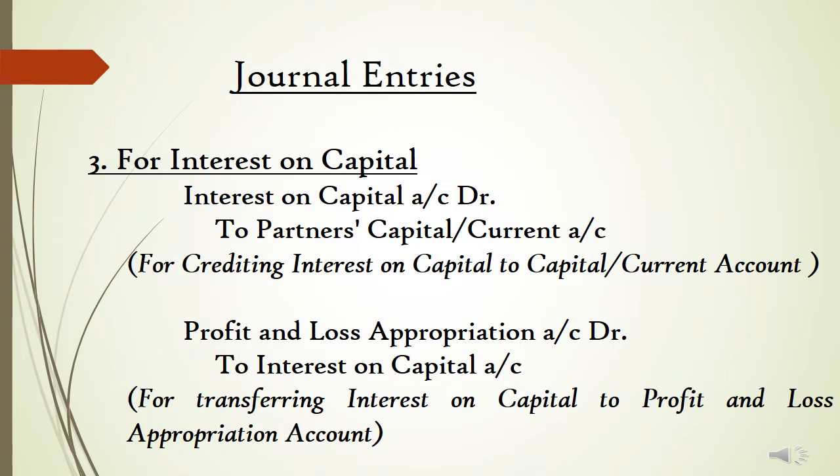Let us see the entry for interest on capital. Interest on capital is an expense, and for partners it is an income. So with this interest on capital, the partners' capital account will be increased. So the liability is increased. So we have to credit the capital account, and interest is an expense, so we have to debit it. The entry will be interest on capital account debited to capital account or the current account as the case may be. Then we have to close this interest on capital. The entry will be Profit and Loss Appropriation account debited to interest on capital.